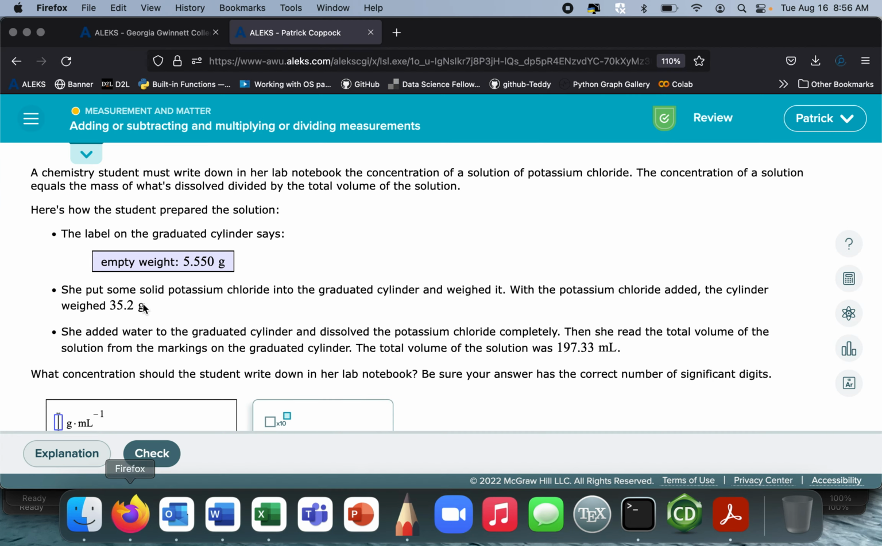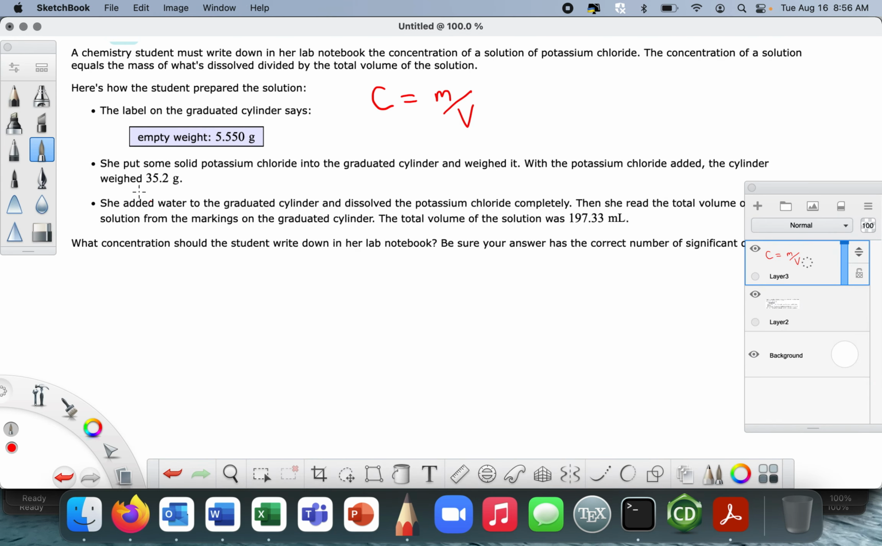Let me go back over there. See, the title is adding or subtracting and multiplying or dividing. And these have different rules for sig figs, right? So let's go look at that. So the label on the graduated cylinder says such and such. Let me make a new layer here, go over here, make a little picture. Try to get that straight line here.